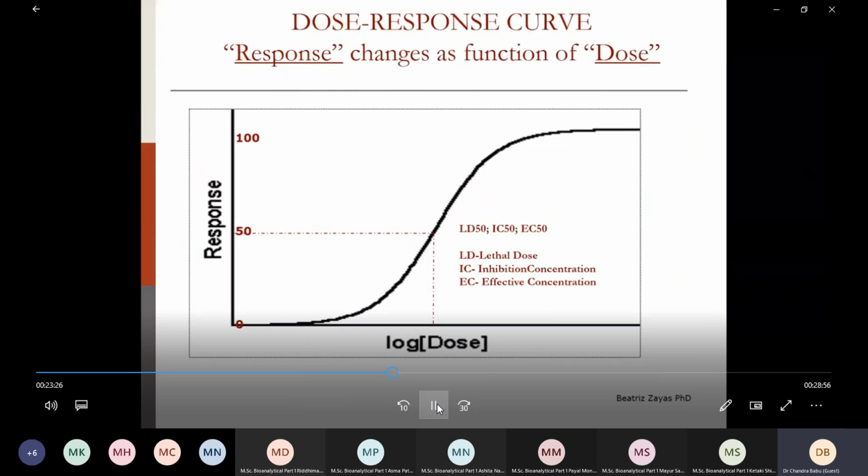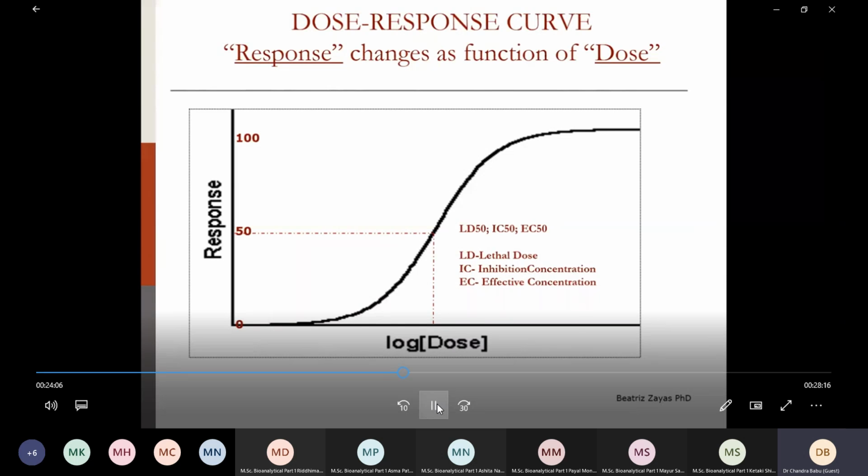However, how can we translate those concepts into numbers, into levels to be used for regulation? In this case, we use the dose response curve. The purpose of this curve is to illustrate how the response changes as a function of dose. As you can see in the graph, in the x-axis, you have the log dose. In this case, you can represent it as log, but it doesn't have to be logarithmic. It could also be micromolar. It could be milligram per kilogram of body weight. It all depends on your analysis. And the response, it will be, what are you looking for?